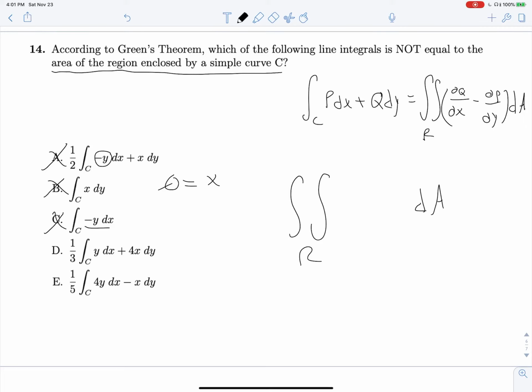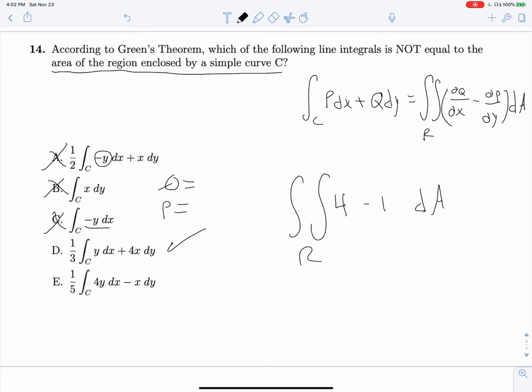Moving on, we have 1/3 of y dx plus 4x dy. So Q in this case is going to be 4x, and P is going to be y. So partial Q partial x is going to give us 4, and partial P partial y is going to give us 1, so the difference is 3. And so D works because we divide 3 by 3 and we have 1 dA.